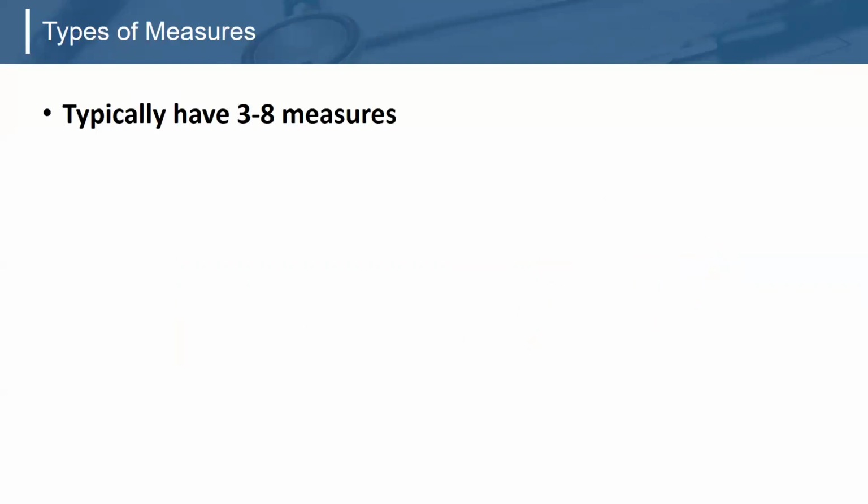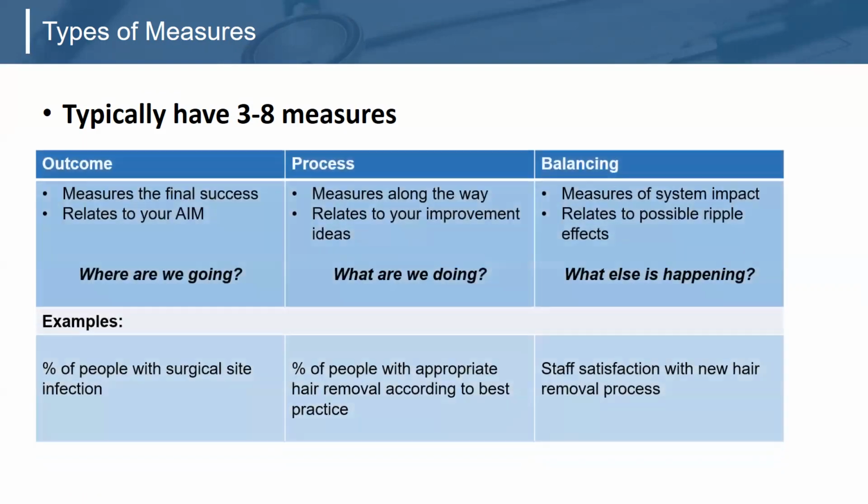When you're thinking about what you're going to measure in your system, it's important to aim for collecting at least 3 measures and no more than 8. You don't want more than 8 measures, or it becomes very convoluted, with lots of collecting, and can be time consuming. When we're talking about measures, we talk about 3 types: outcome measures, process measures, and balancing measures.